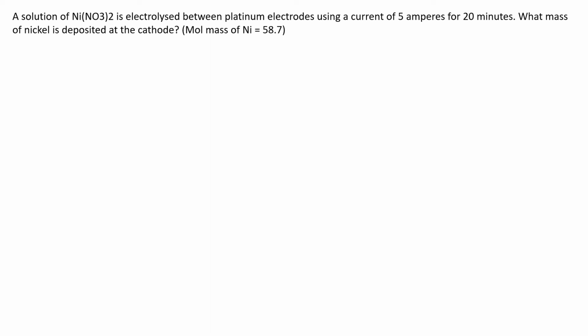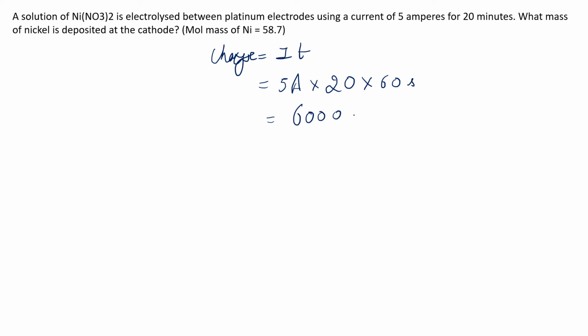So as we know that charge is equal to I into T. Here the current passed is 5 amperes for a time period of 20 minutes, but we'll consider it in seconds. So 20 into 60 seconds. Therefore we have a charge of 6000 ampere seconds, which will give you coulomb charge.